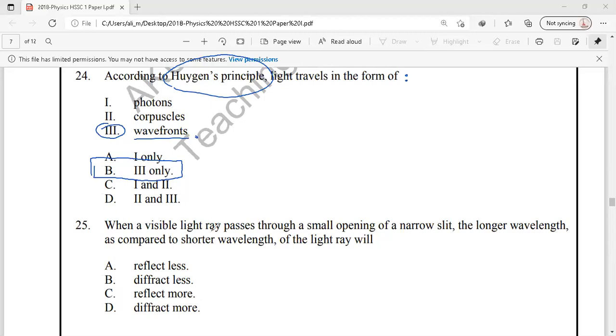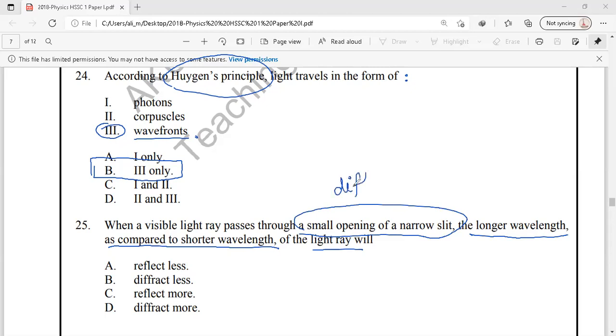Question number 25. When visible light rays pass through a small opening or a narrow slit, the longer wavelength as compared to the shorter wavelength of light, will it reflect less, reflect more, or diffract more? So, as we know that when a ray of light passes through the small opening of a narrow slit, the ray of light will diffract, there will be a process of diffraction, reflection नहीं होगी. It means these are the incorrect options.